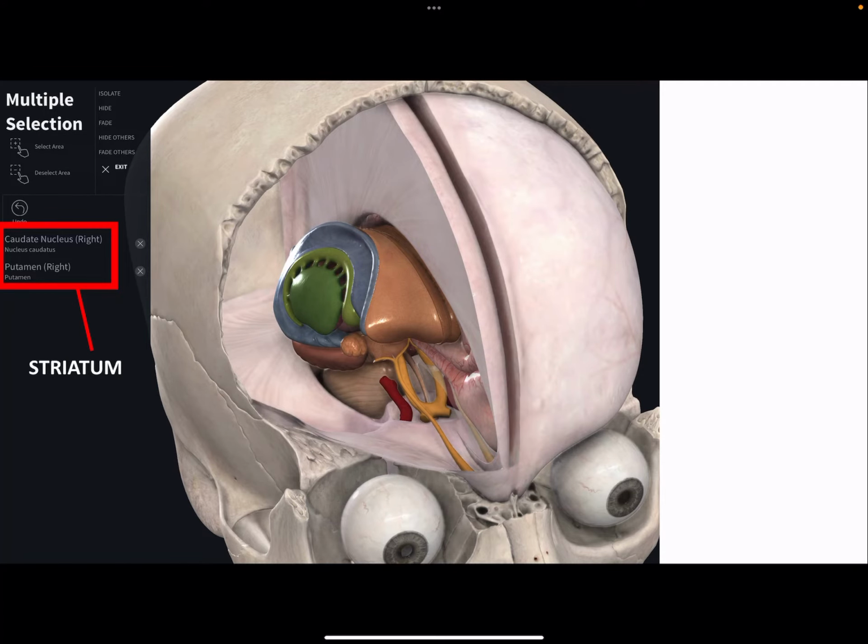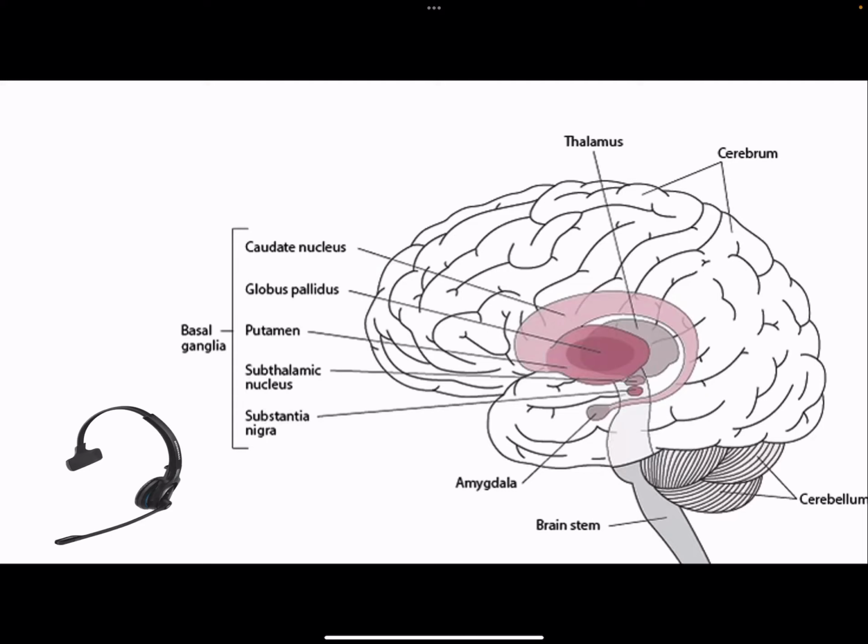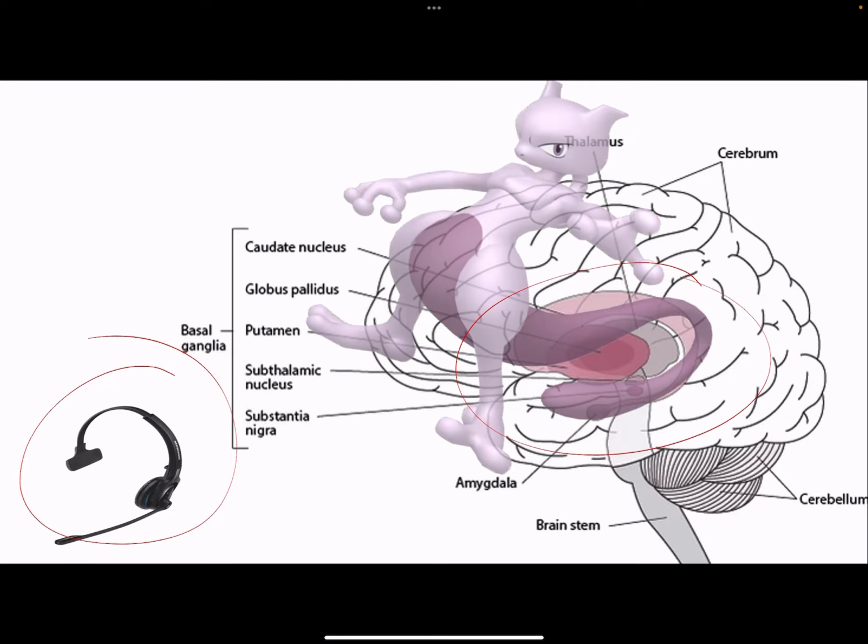Okay, so we made it to our third important subcortical supratentorial structure of the brain, the basal ganglia. What we see right here is the caudate nucleus and the putamen put together, which is collectively known as the striatum, which is going to be a really important central player in the basal ganglia pathway. So here we're just looking at a sagittal slice. I'd be kind of familiar with it. It kind of looks like a headset or a Mewtwo tail.